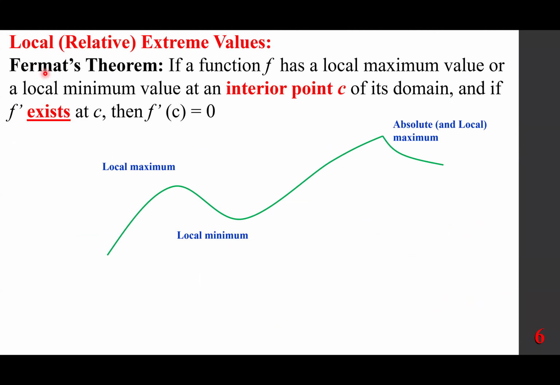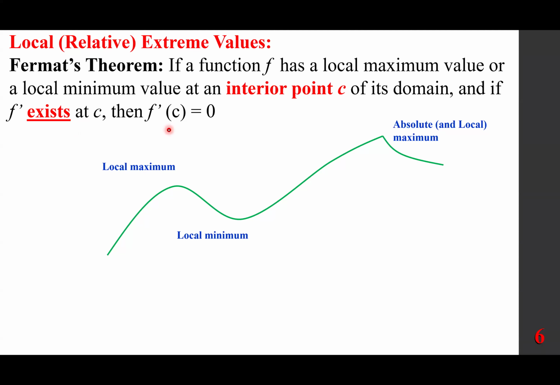According to Fermat's theorem, if a function f has a local maximum value or a local minimum value at an interior point c of its domain, and if f prime exists at c, then f prime must be 0 at c, f prime of c.